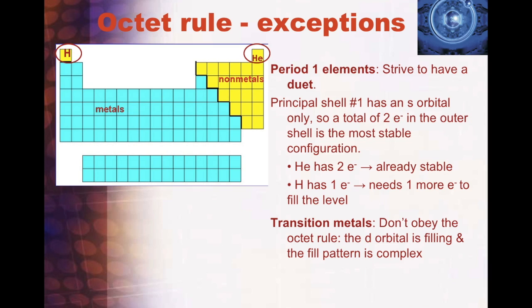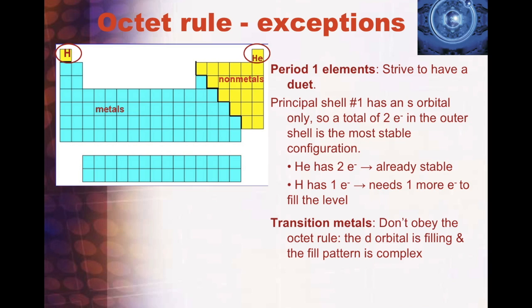There are exceptions to the octet rule. Elements in period 1 only have the first shell with electrons in it, which can hold only up to a total of 2 electrons. For this reason, these elements do not obey the octet rule. Instead, they strive to have 2 electrons, which is called the duet rule. So helium has 2 electrons and, since it already has a full valence shell, it's stable and is a noble gas. Hydrogen has 1 electron and needs 1 more to fill its energy level.